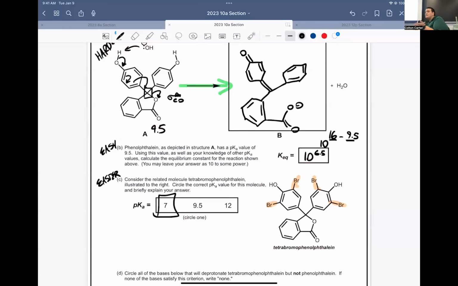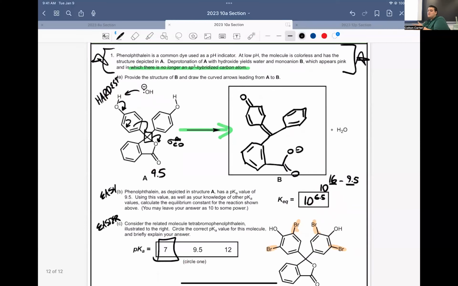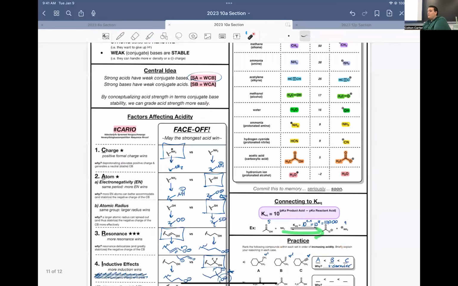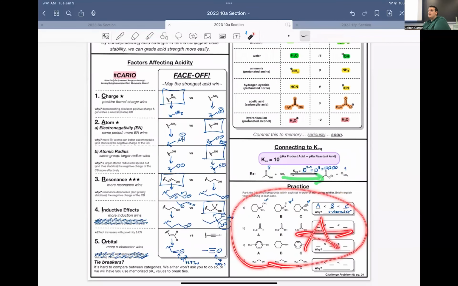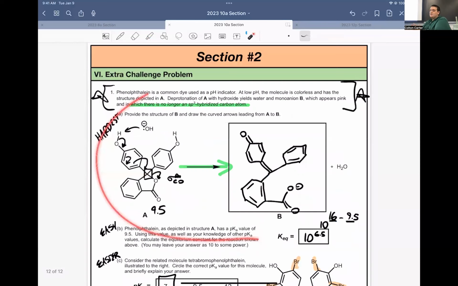So this is what I mean about, you're going to need to know those pKa values that we gave you. You're going to need to know Keq and be able to compare things. And we're going to give it to you in situations that feel weird, that feel kind of new, and you're going to have to apply the information rather than just the simple ranking. This is to build experience. This is to show that you know what's going on.